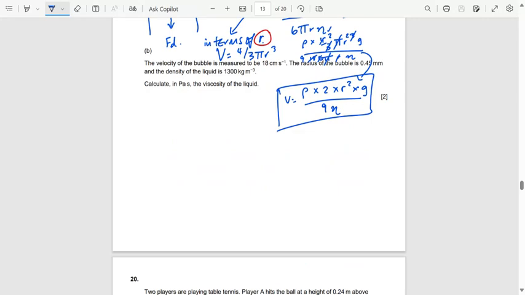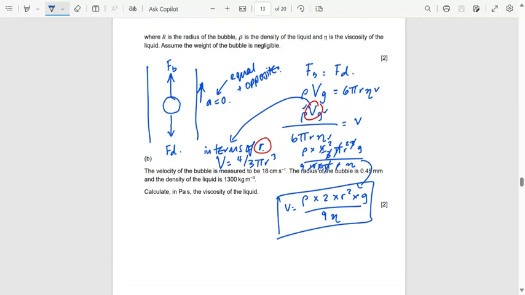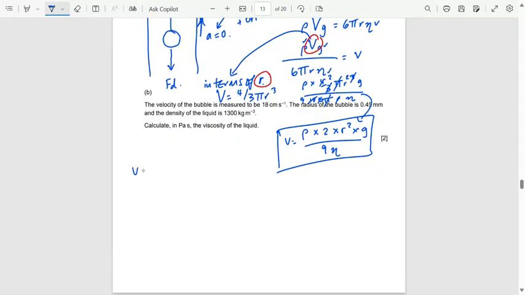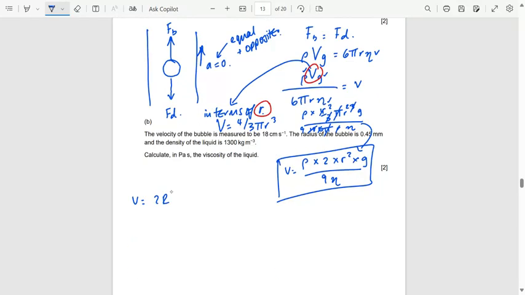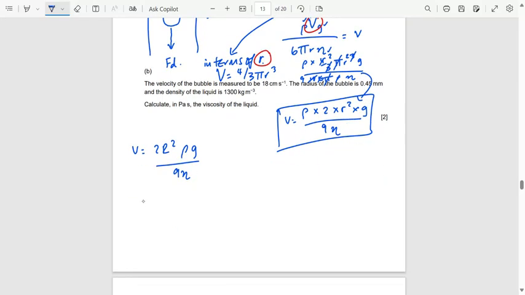For this question, you need to substitute the numbers you're given into the formula that you have derived. Okay, so I'm just going to write that out one more time. I'll write it like they've written it, 2r squared rho g over 9 viscosity. And I'm going to put in the numbers. So I've got 2 times the radius. The radius is 0.45 millimeters, so it's 0.45 into meters, squared, times the density. Now that's already in SI units, so that's good.